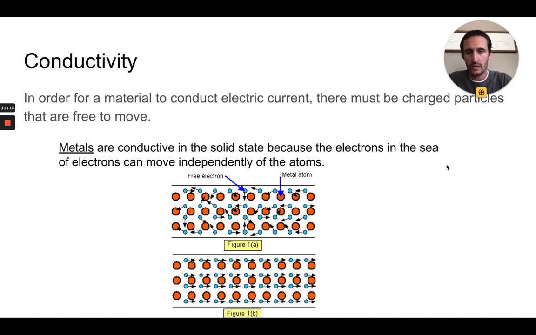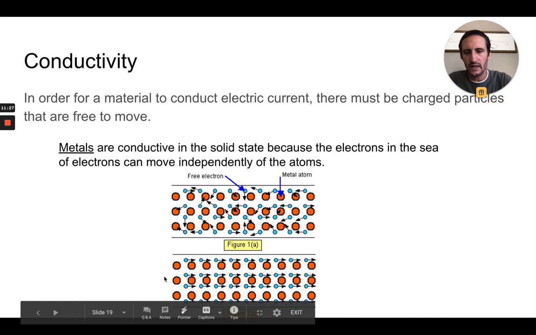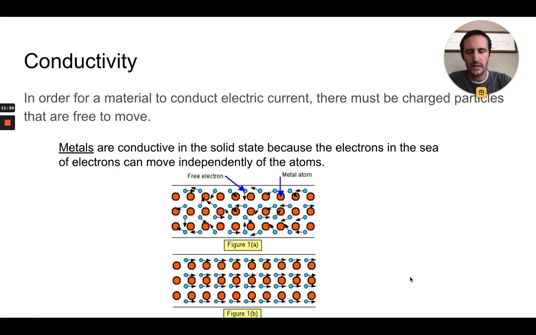Metals are conductive in the solid state because the electrons in the sea of electrons can move independently of the atoms. And so if we hook up a wire, for example, to a voltage source, we can actually get all of the electrons to move in the same direction. All of those valence electrons, I should say, can move in the same direction, and we get that movement of charged particles. That's conduction.